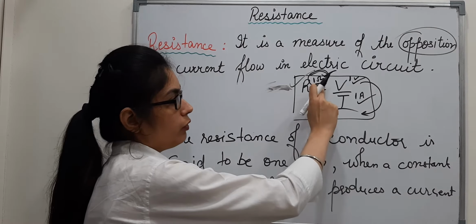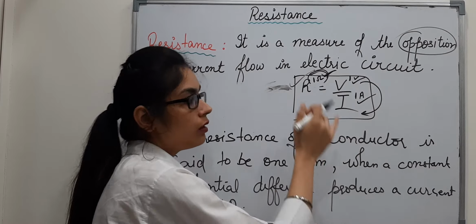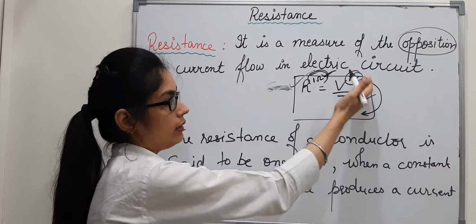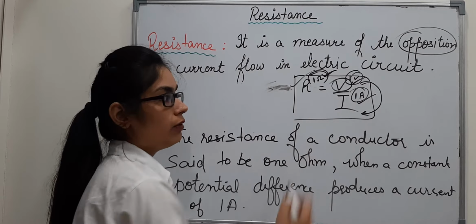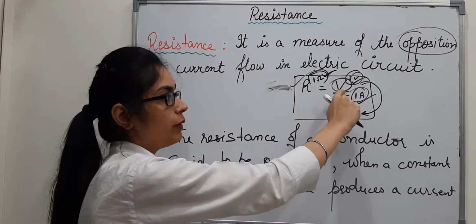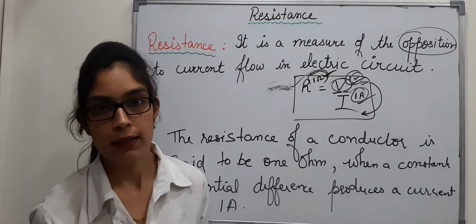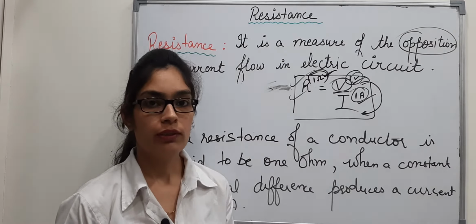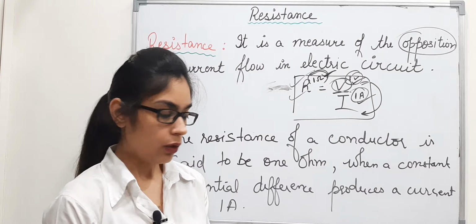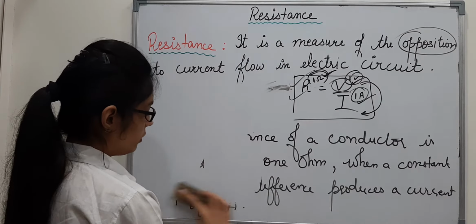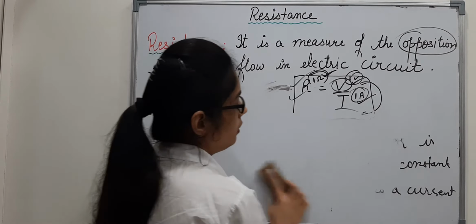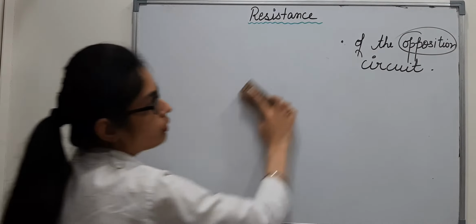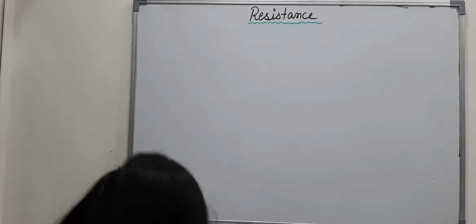We just have to assume that all the values in the given formula are numerically 1, and take the units accordingly. When 1 volt of potential difference produces a current of 1 ampere, it means the resistance is said to be 1 ohm. So this was about resistance and its SI unit. Now we have to discuss the factors on which the resistance of a conductor or any material depends. So let's discuss now.